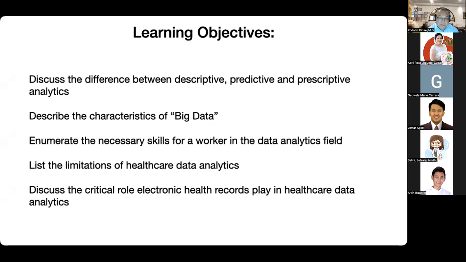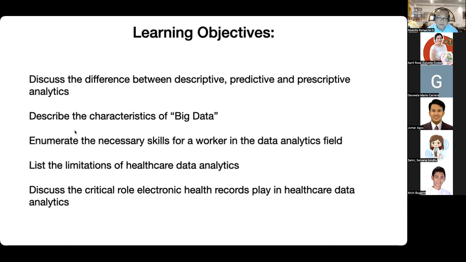How about predictive? Predictive analytics is a more advanced form of analytics that makes predictions about the future based on historical data. This involves many techniques, for example, data mining, machine learning, modeling, and nowadays we are using artificial intelligence to analyze data. Prescriptive, on the other hand, is the most advanced form of data analytics. It uses techniques such as machine learning algorithms. So that's why we need to understand the difference between descriptive, predictive, and prescriptive analytics.